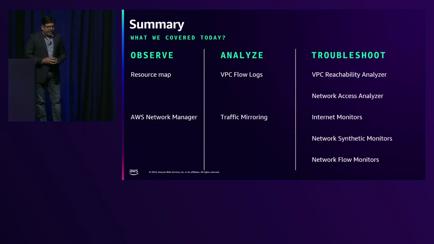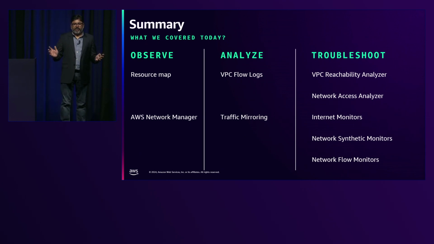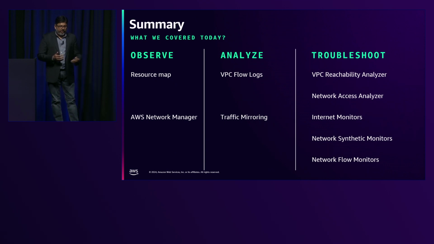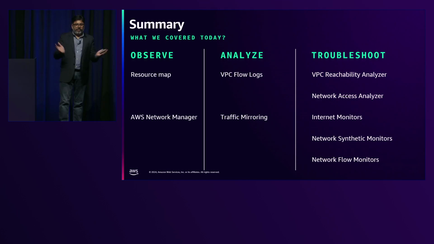Okay, so let's recap what we covered today. We talked about how complex and how big your architecture could be, and that to monitor and troubleshoot it, you need a different set of tools. We talked about the resource map and the network manager, which give you the capability to have an overall view of your architecture. Then you can analyze your traffic by using VPC flow logs or traffic mirroring.